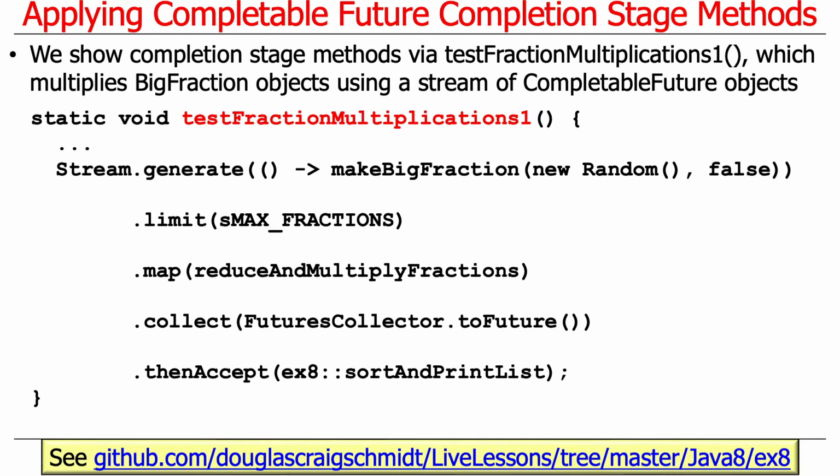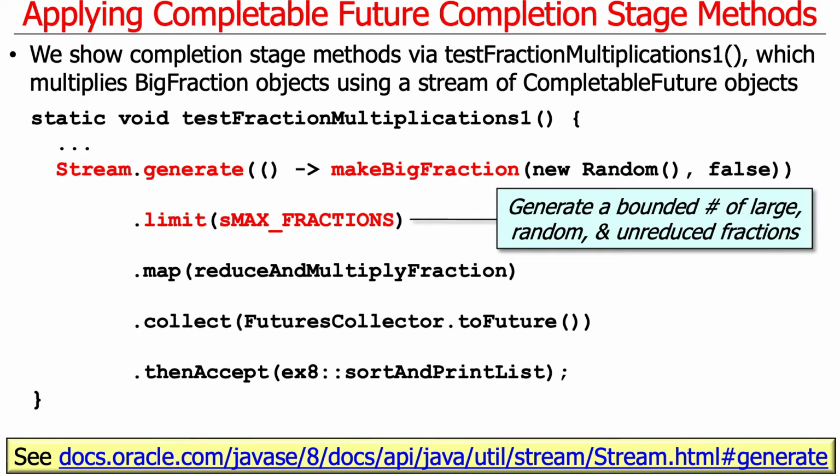We're going to show a particular example from the EX8 project in my Java 8 folder in the Live Lessons GitHub repository. It's called Test Fraction Multiplications 1. As you might expect, there's a Test Fraction Multiplications 2 method that does other things, but we're not going to look at that right now. This is kind of a fun example. You're also going to see how it combines Java sequential streams along with completable futures in a way very similar to what you'll need to do for assignment 4, so you should get a lot of insights from seeing this use case.